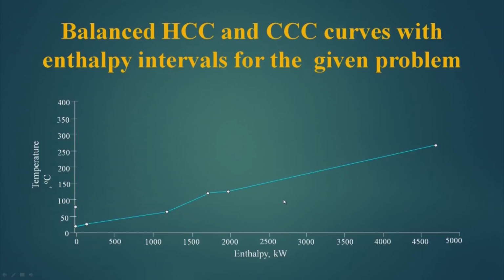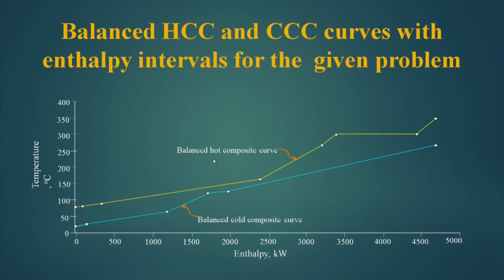Now, we can plot the balanced hot composite curve. For that we will first plot the points and then we will join them. So, we have joined them: this is the balanced hot composite curve and this is the balanced cold composite curve.